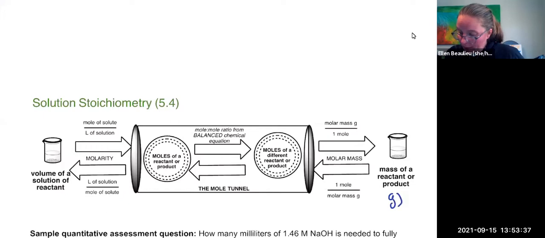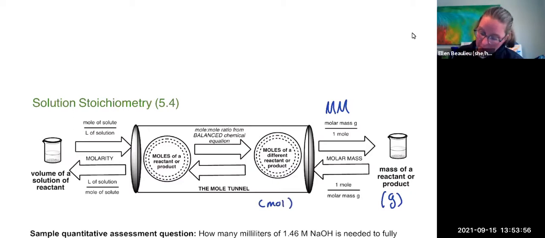So we have in this class so far been getting more comfortable with taking grams of a compound and using the molar mass as a conversion factor to go back and forth between grams and moles of a thing. And we've also gotten kind of comfortable with using chemical equations to build mole ratios that relate moles of things to other things.